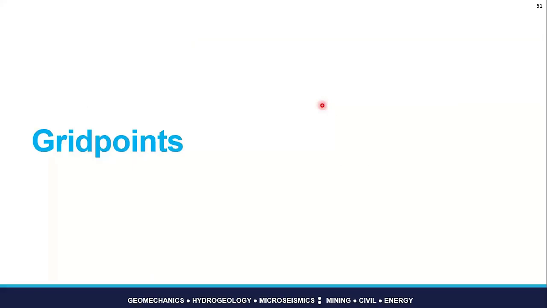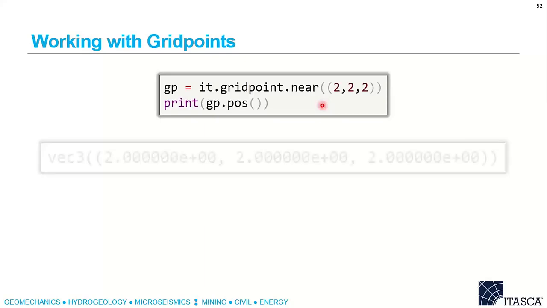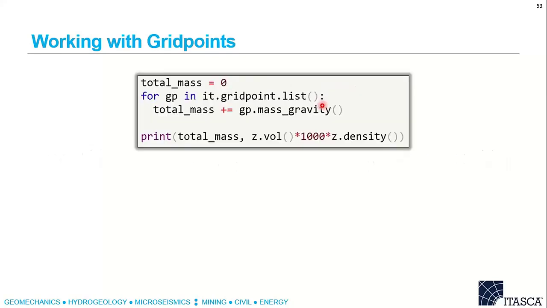So grid points as well can be represented as a submodule and a class within the Python connectivities. Once again, the submodule has very similar functionalities and allows you to get counts or find an object based off of its ID or its position being near to a certain point. Grid points as well have specific parameters, such as mass and gravity, and you can once again use the list function to iterate over all of the grid points and perform some form of calculations or access information based off of them.